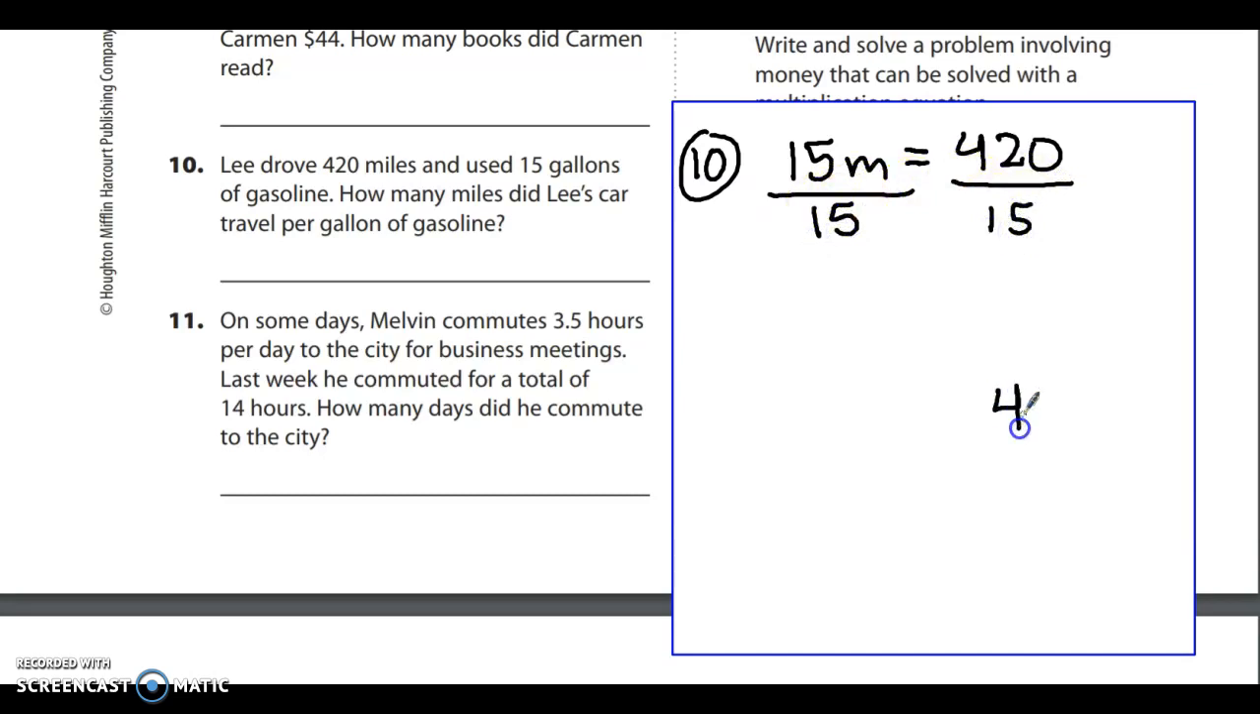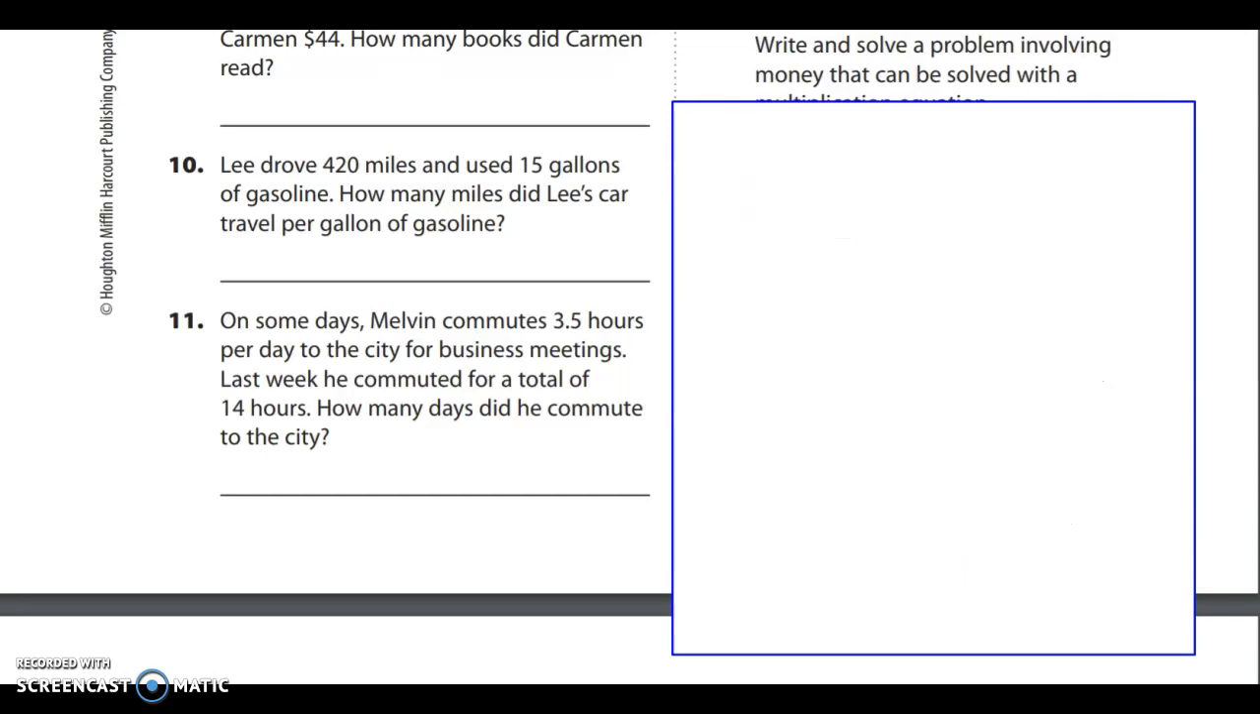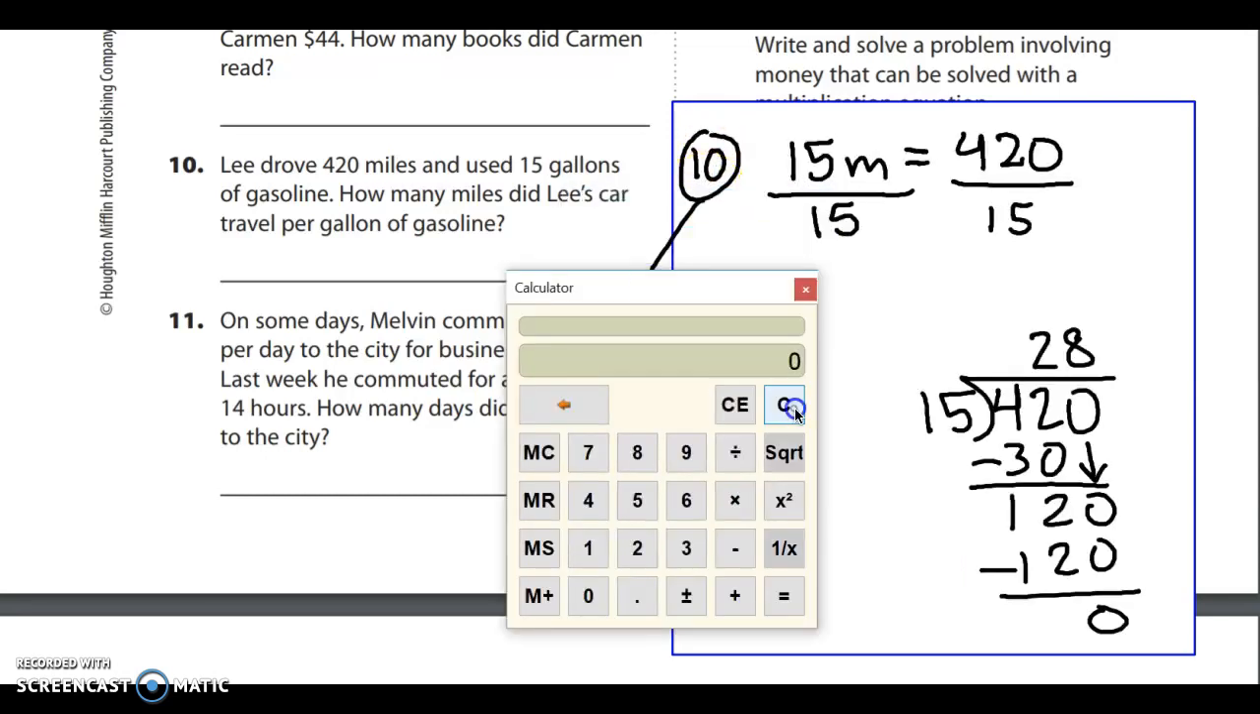So the math here is 420 divided by 15. 15 goes into 42 twice, almost 3 times, but 3 times 15 is 45. So 2 times 15 is 30. Subtract and get 12. Bring down the 0. 15 goes into 120 8 times. My multiplication chart tells me so. 15 times 8 is 120. And I get 28. That should make sense. We can check that right here by saying 15 times 28 needs to be 420, and it is.